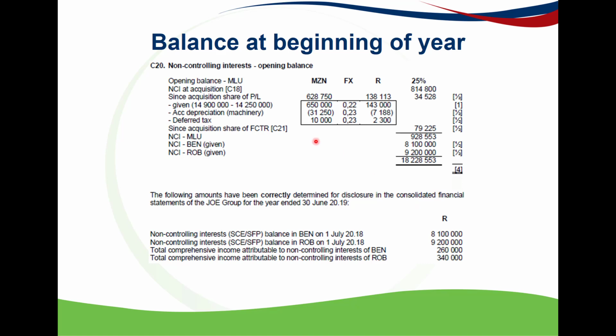So if we start off with the first one, the non-controlling interest opening balance. Remember, in our scenario, they provided us with the opening balances for Ben and Rob again, so that's an easy 1 mark. And then for our foreign operation, we already calculated the NCI at acquisition when we calculated our goodwill. So then it's only our since-acquisition share of profits and loss.